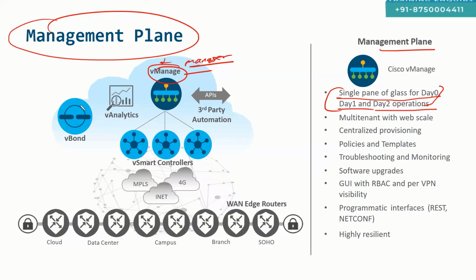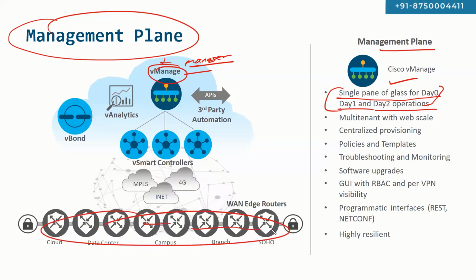vManage would keep monitoring all the components. So if one of the components goes down, it will be displayed on vManage that one of the managed routers or vSmart or vBond is currently down. So it will be doing everything. If you want to make some configuration onto a managed router, you will be doing it from vManage only.